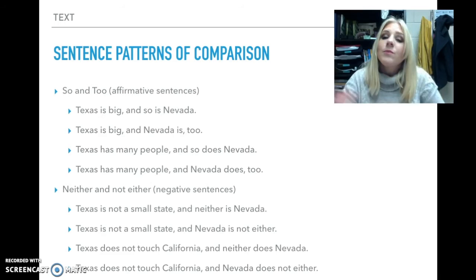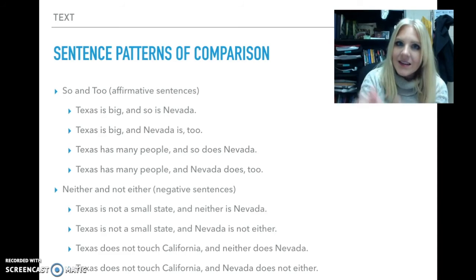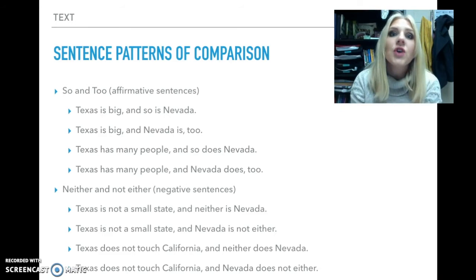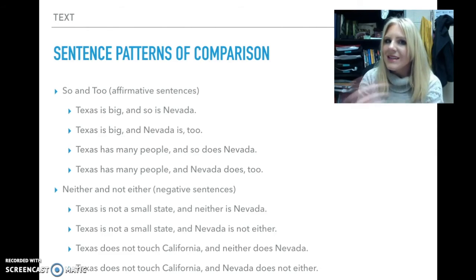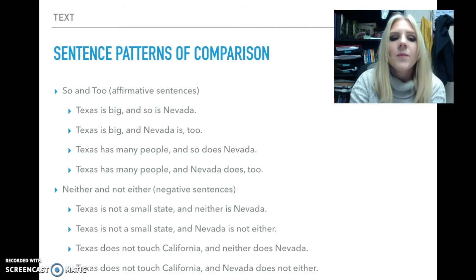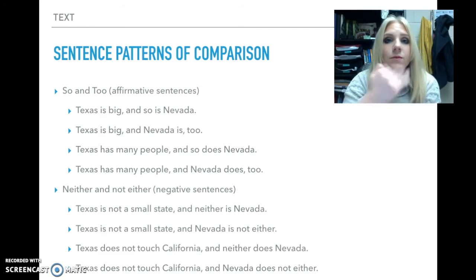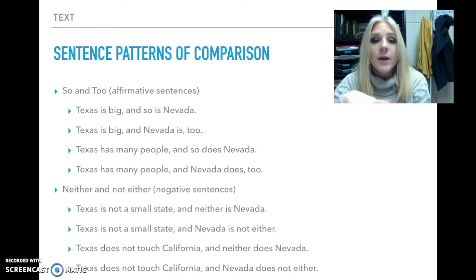So if we want to put the contrast word as the subject, we're going to use neither. But if we want to use the topic as the subject of the sentence, we will use either at the end. So same thing with the sentence that has a verb other than be.